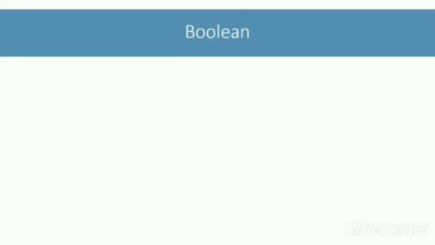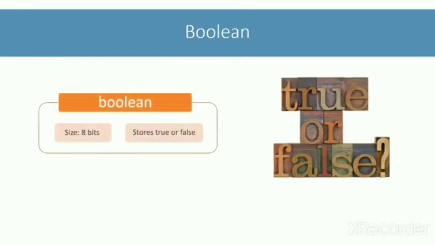Next, we will look at the Boolean group. This group too has only one primitive data type, boolean, which is used to store the Boolean values true or false. The size of boolean is 8 bits, but only 1 bit is used to actually store the value. Since Boolean values can only be one of the two types, true or false, 1 bit is enough to store them.